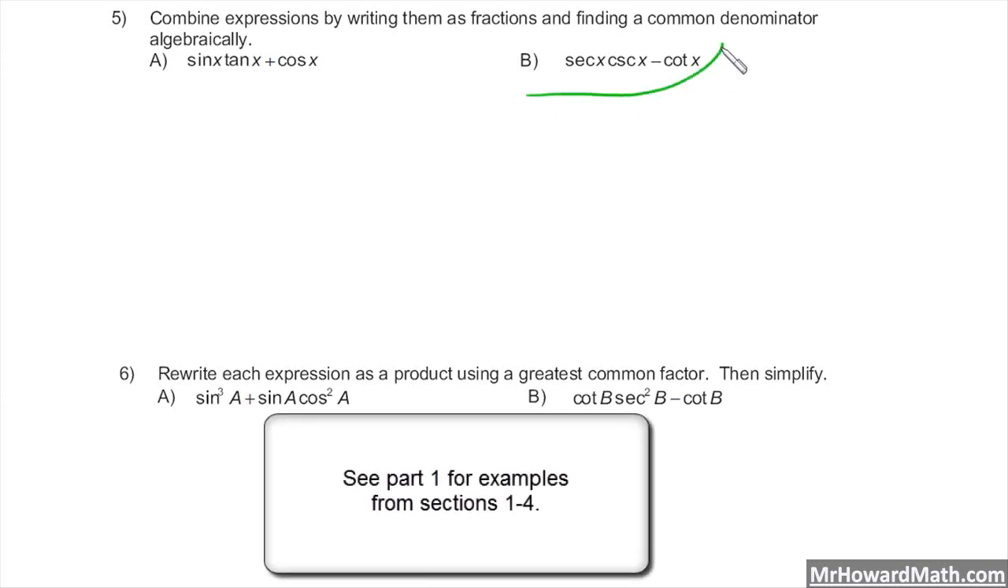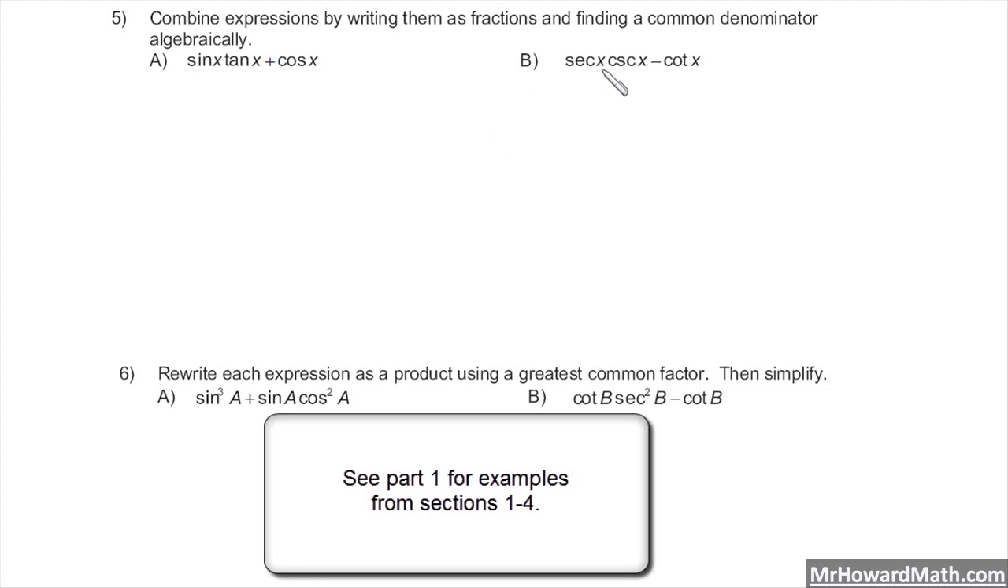Okay, in part 5 here, I'm going to do this one. It says combine expressions by writing them as fractions and finding a common denominator algebraically. Again, it's usually best to rewrite everything in the problem in terms of sine and cosine. If you have a square involved, look at your Pythagoreans first and then simplify. But if you don't have any squares, it's generally best to write everything in terms of sine and cosine.